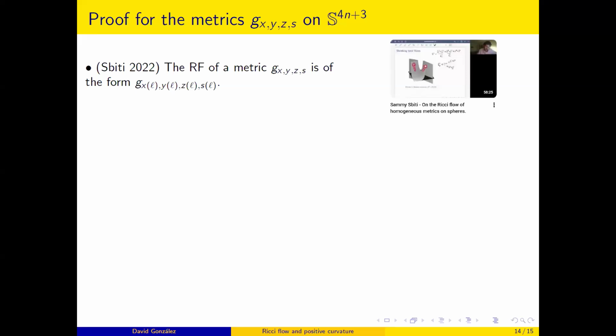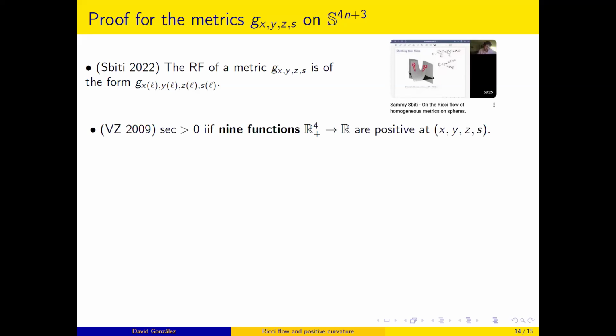And one of the things he proves is that if you start with a metric like this, then the Ricci flow is of the same form. So it is really a family of metrics which is preserved under the flow. This is non-trivial.